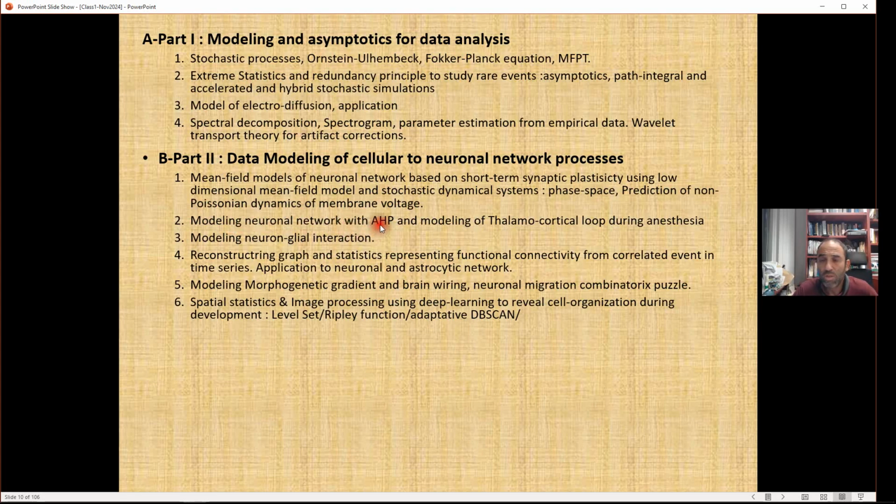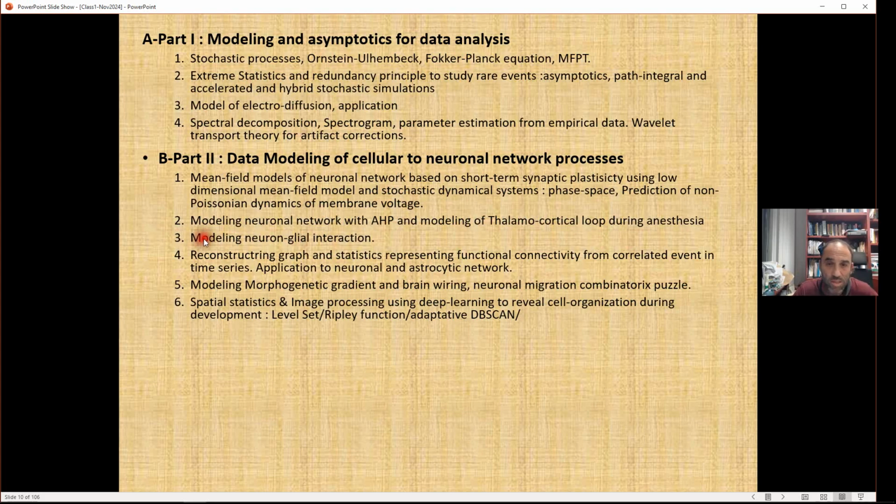Modeling neuronal networks: how can you add, for example, after-hyperpolarization, a quantity that is not derived from synapses? This is voltage, an electrical property of neurons. How can you include this in previous models, for example, to model thalamo-cortical loops during anesthesia?